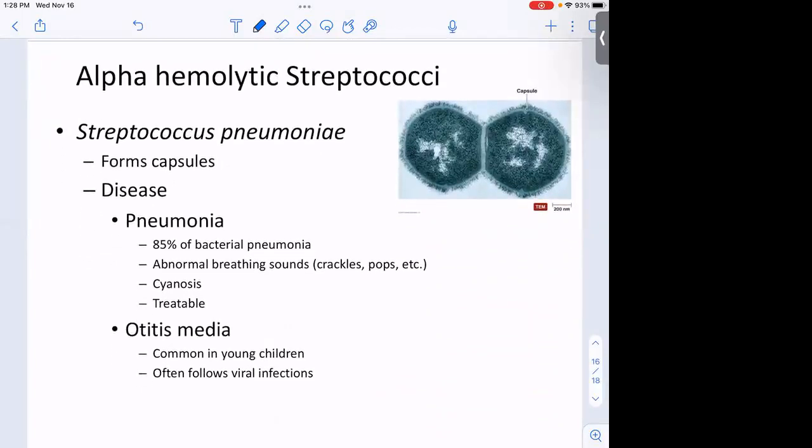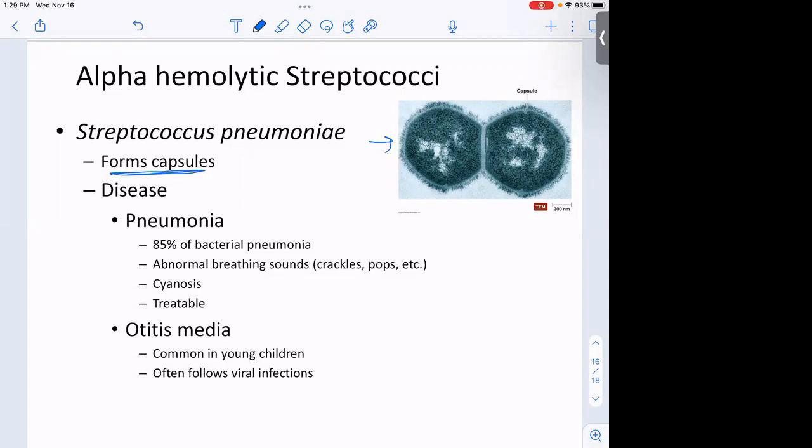One alpha hemolytic strep that I'd like to talk about is strep pneumoniae. Remember, most of the streps will chain together. Strep pneumoniae tends to a little bit more often just make diplococci, so pairs. They also form a really beefy capsule. Remember, that's the organism that Frederick Griffith did his transformation experiments on, that strains that couldn't make a capsule didn't make mice sick at all. The strains that made the capsule usually caused the mice to die.